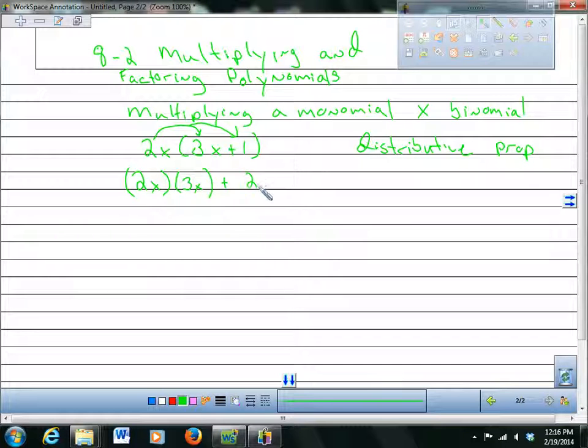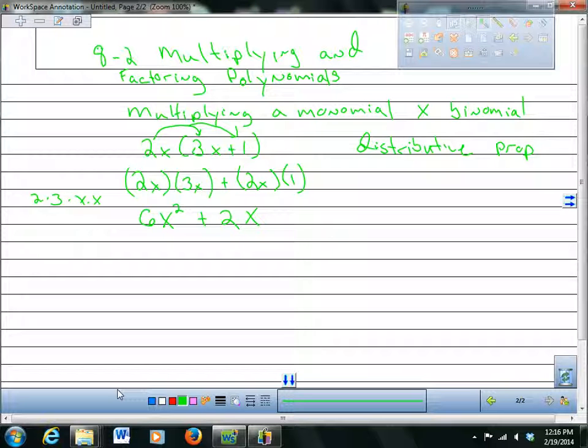plus 2x times what? 1. 2x times 1. And what's 2x times 3x? 6x, what's the exponent? 2, right? Because you have 2 x's being multiplied, so it's 2x squared. This means, when I multiply these together, it's 2 times 3 times x times x, which makes 6x squared. What's 2x times 1? 2x. And then you're done.